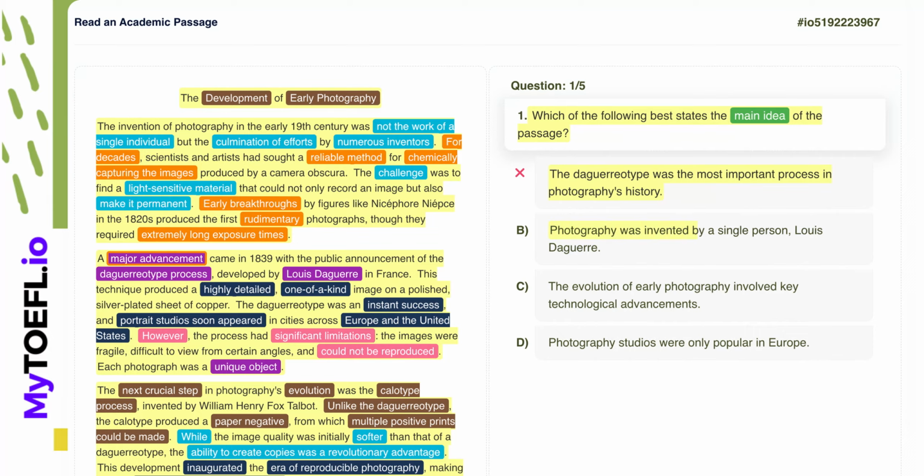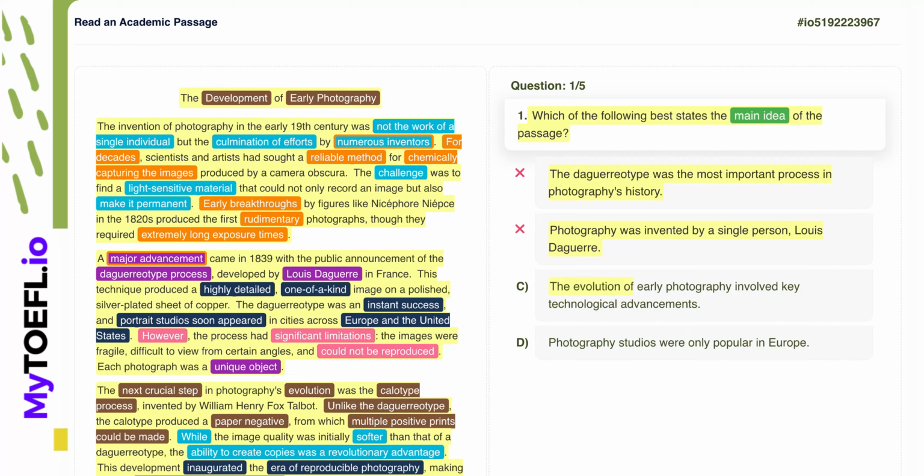Photography was invented by a single person, Louis Daguerre. This option directly contradicts the very first sentence of the passage. Remember, it clearly states the invention of photography was not the work of a single individual, but the effort of numerous inventors. This is a factual error based on the text. Incorrect. Let's move on to option C.